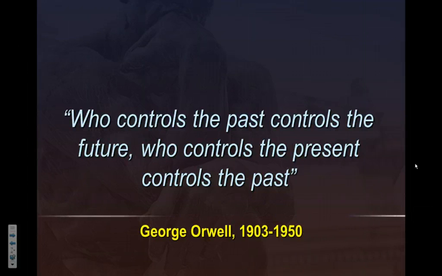Who controls the past controls the future. Who controls the present controls the past. That's a quote from Orwell, okay? How many of you have read 1984? What? What are you guys reading? How about Animal Farm? Okay, Animal Farm's better, by the way, in my opinion. Okay, it's shorter too. Really? It's better than 1984, in my opinion. It's about Stalin and Italy is what it's about.